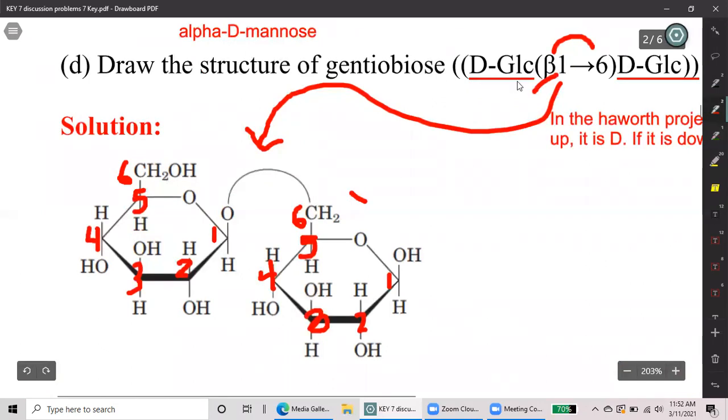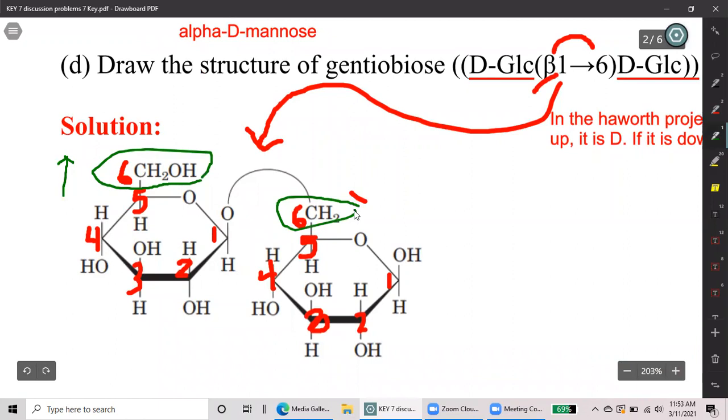Okay, so they want glucose and glucose. So you're just drawing 2 glucose. And they want the first one to be D. So to determine if it's D, you look at carbon number 6. So we draw our 2 glucose, we number our carbons, and then we go look at carbon number 6. They want this to be D, so that means that this has to be up. Okay, now the second glucose is also D, so that means that carbon number 6 over here should also be up.